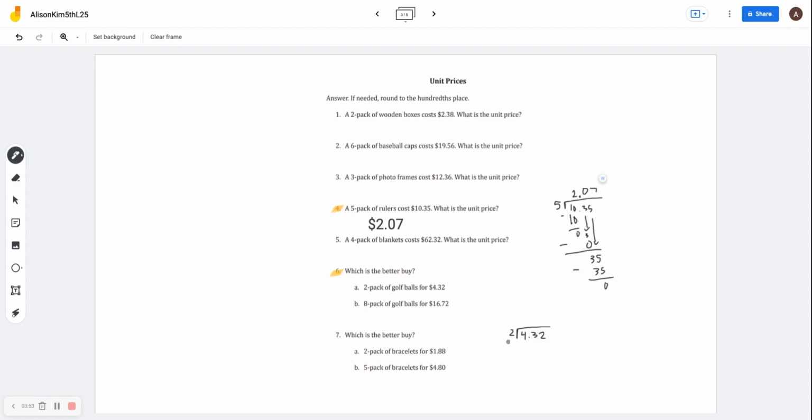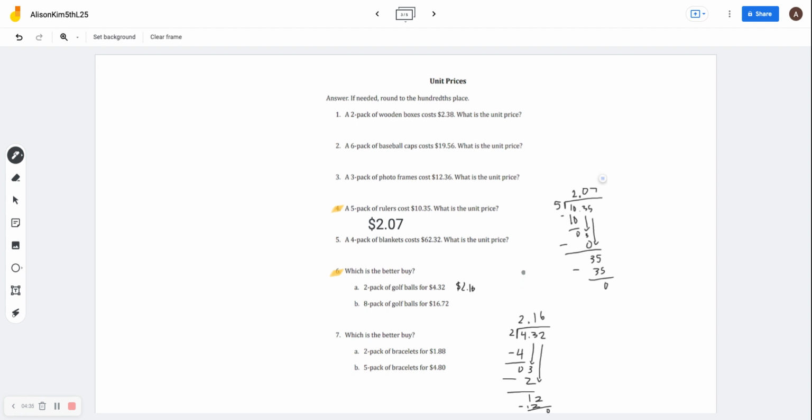And 2 can go into 4 2 times, right? 4 minus 4 is just 0. And then bring up our decimal point, of course. And then bring down our 3. 2 can go into 3 1 time. And 3 minus 2 is 1. And then we bring down our 2. We get 12, right? 2 can go into 12 6 times. And 12 minus 12 is just 0, right? So for part A, it will be $2.16 for 1 pack of golf balls.